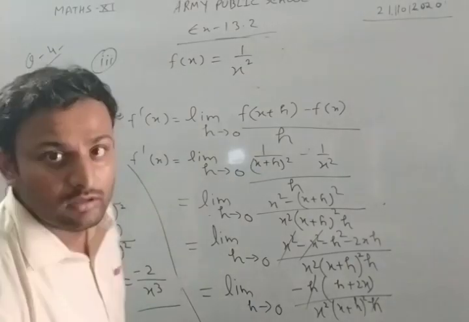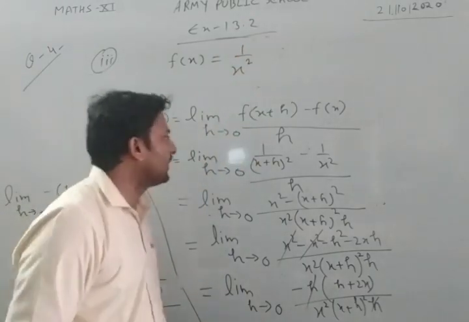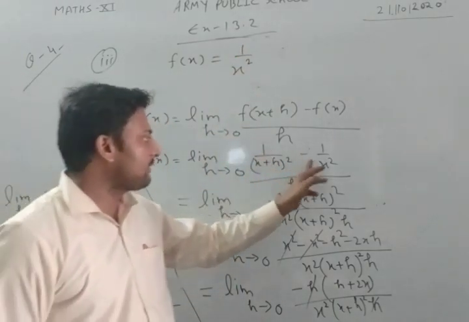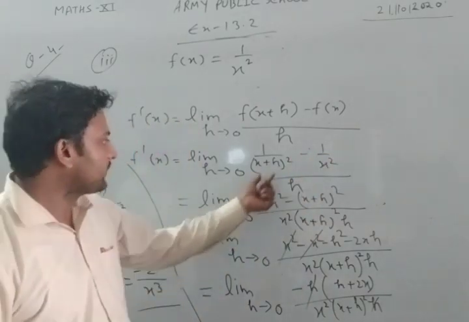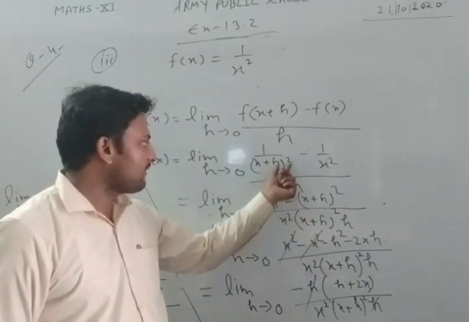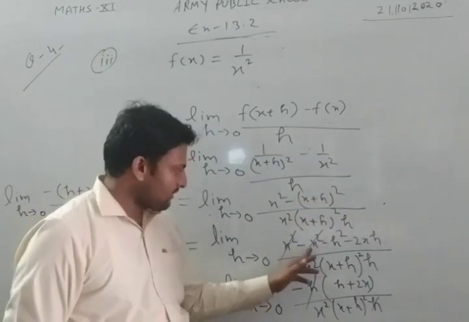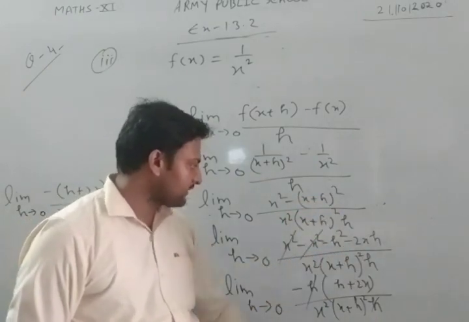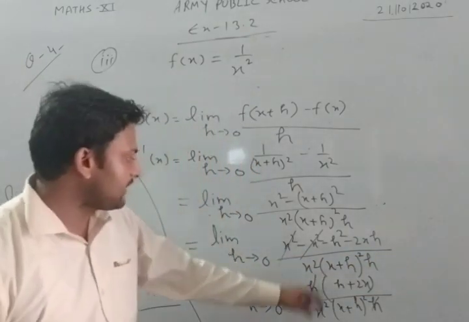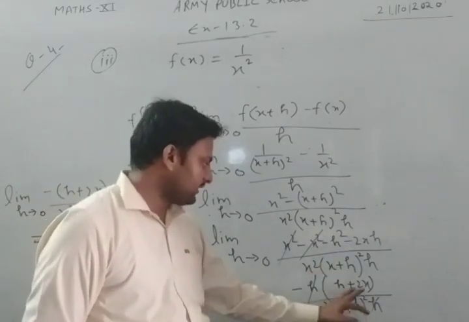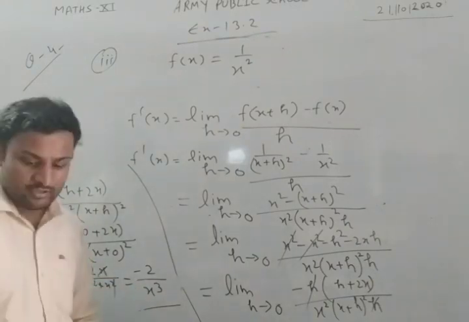What we have done, we have taken f(x) is equal to 1 by x square, and this is the formula. We put the value: 1 by (x plus h) whole square minus 1 by x square, divided by h. Now taking LCM, this is x square and this is (x plus h) square. We get x square minus (x plus h) whole square, which is x square minus x square minus h square minus 2xh, over x square (x plus h) square h. Now this is cancelled. After taking common, the remaining term is this. Now putting the value of the limit, we get our result.